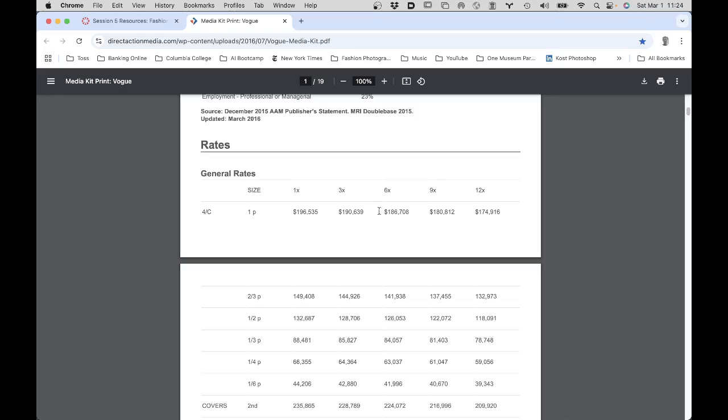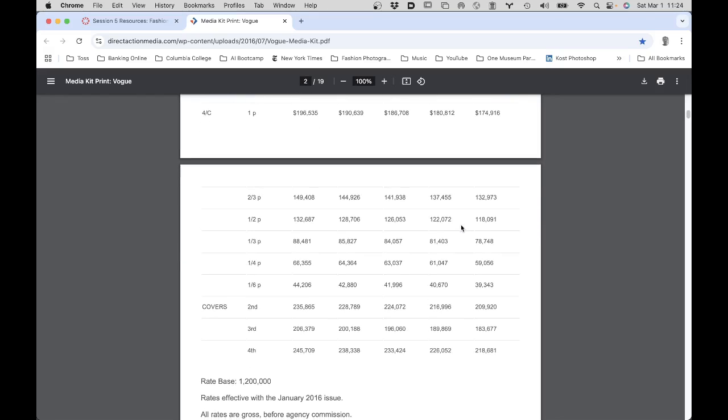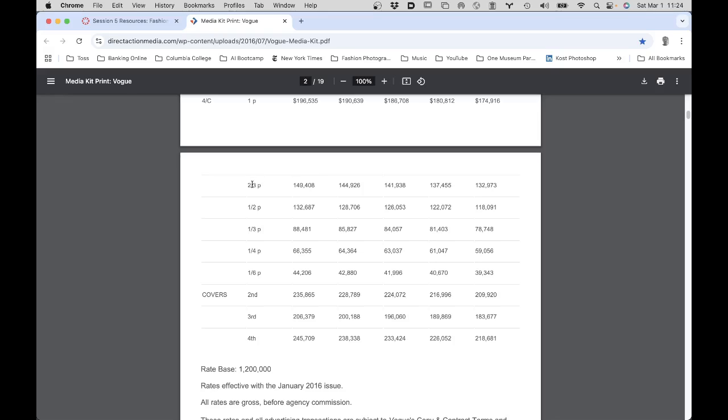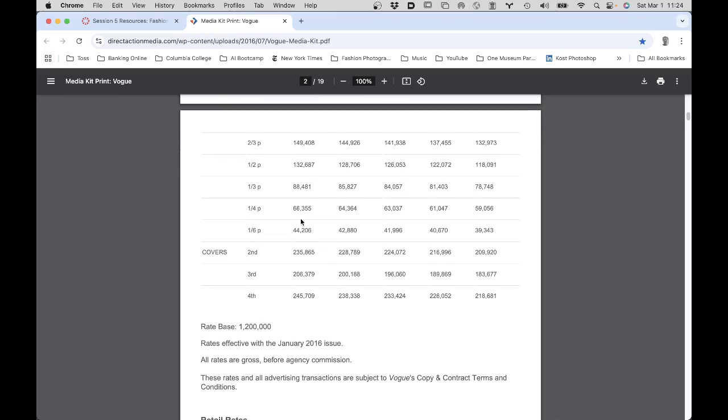And then again, if you're doing 6 pages, they cut you a little bit more of a break, and then 9 pages a little bit more, and then 12. So you can use this to figure it out. But remember, this is 12 pages at $174,000. So this is $1.5 million total at the end of the day. You can buy partial pages. So this is how they break them down. 2/3 of a page will be $149,000 and so on.